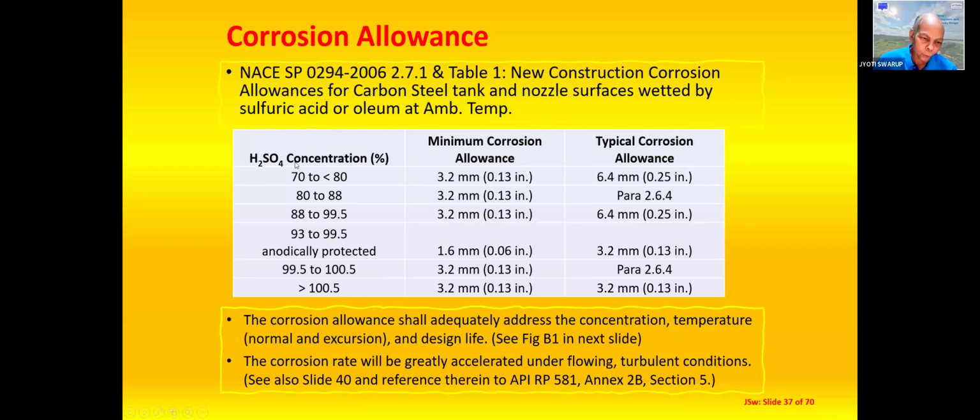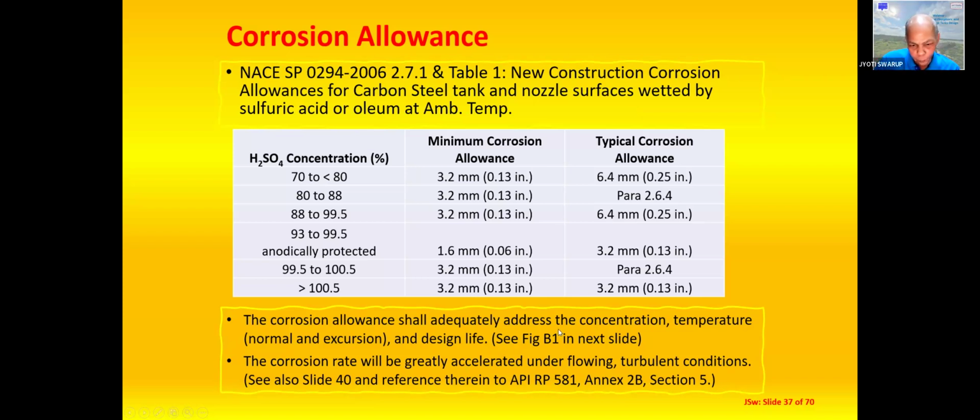And depending on the H2SO4 concentration, 70 to 80%, 80 to 88, 88 to 99%, 99 to 99.6, and more than 100.5, which means oleum basically. The minimum corrosion allowance typically used is 6 millimeter, 6.4 millimeter, or for oleum it is 3 millimeter, which is good enough. This is the recommendation from the code.